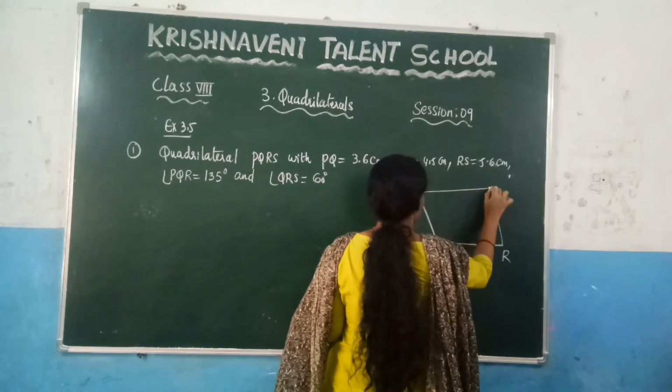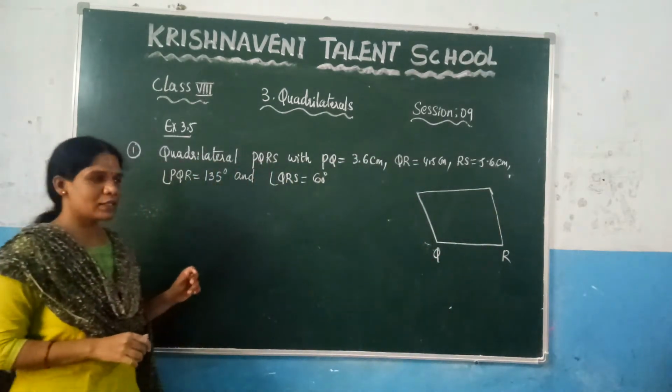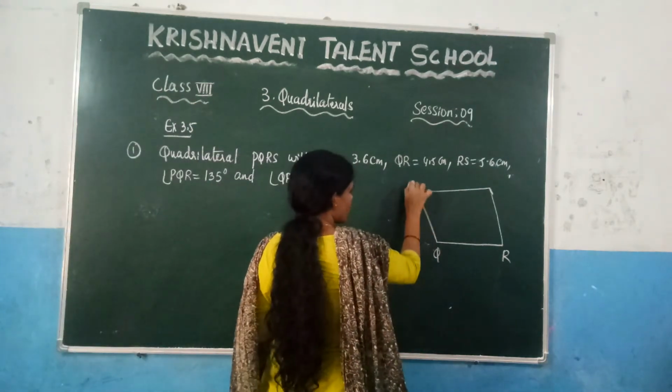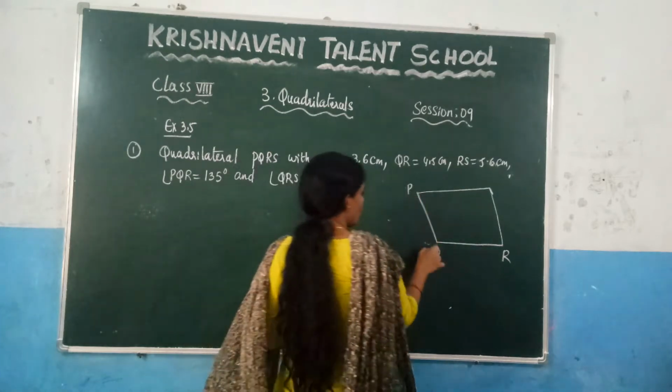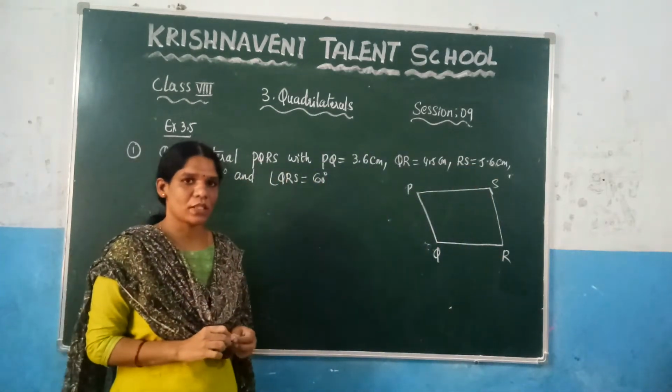So it should be like this. What is the name of the quadrilateral they have given? It is PQRS. If this is Q, this should be P, right? PQRS. Now write the measurements they have given in the question.